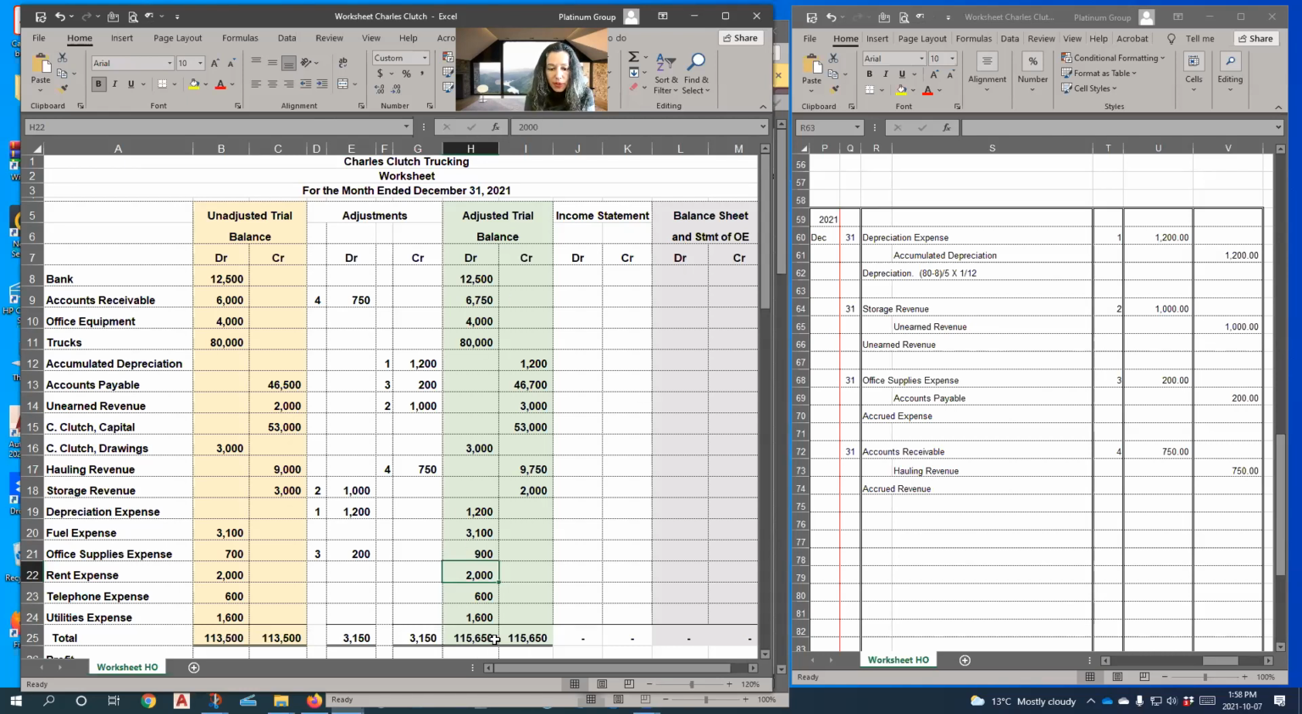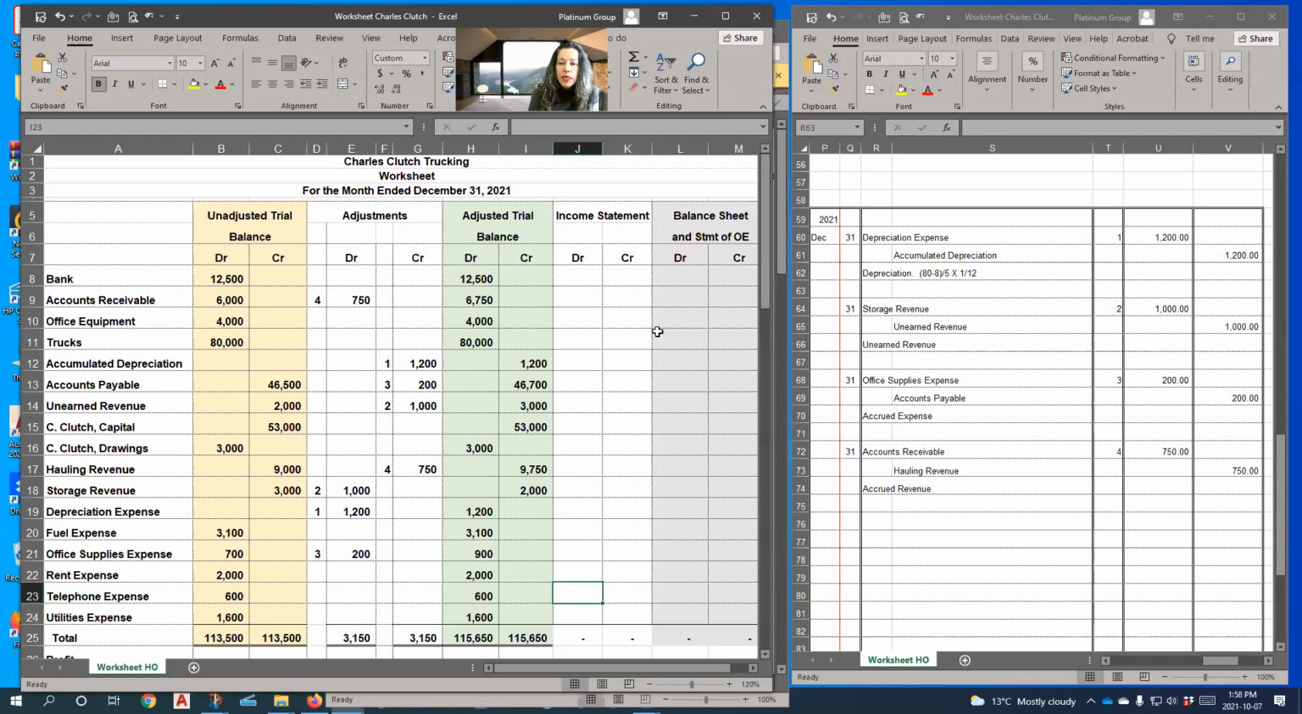The sum of my debits and credits, I'm getting $115,650. You guys getting that too? $115,650. Yep. Okay, fantastic. We must be doing something right. Your totals down here should be $115,650. If it doesn't, that means you did something wrong.